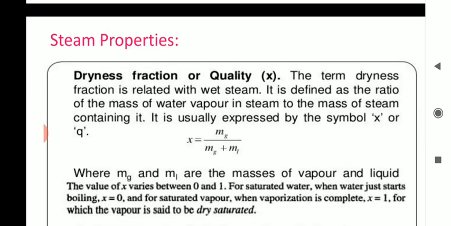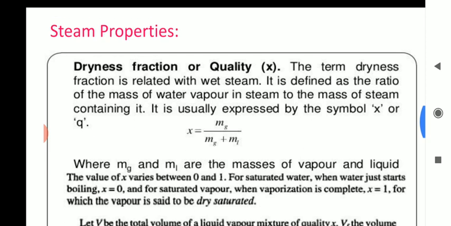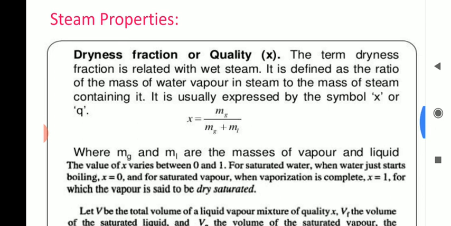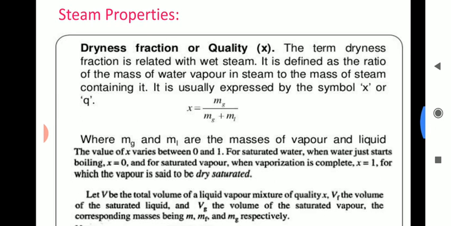Then we'll study the properties of steam. In that, the first one is dryness fraction. Dryness fraction is also called the quality of the steam. It is usually expressed by the letter X. It is the ratio of the mass of dry steam present in a wet steam to the total mass of the wet steam.